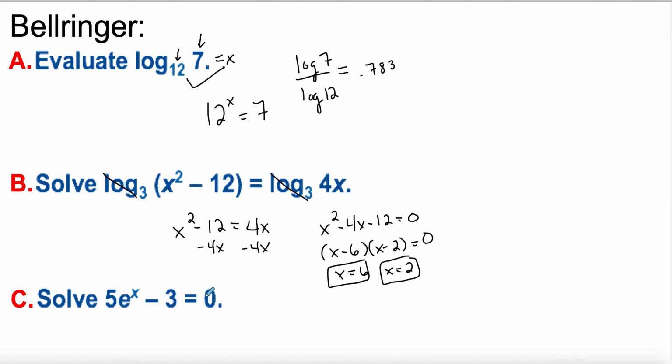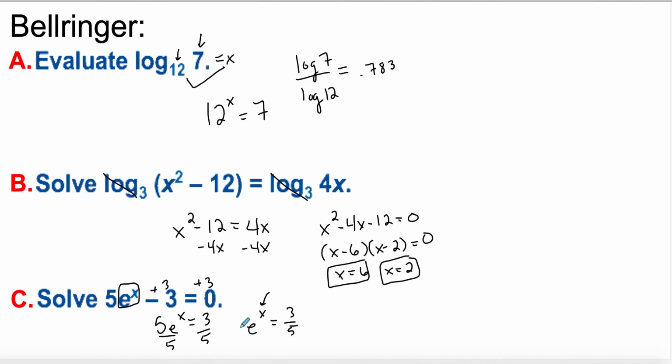Alright, and then the last one, we have an e here. Okay, so remember, we want to isolate the exponential. So add 3, we'll have 5e to the x equals 3. Divide both sides by 5. Okay, and now we have e to the x equals 3/5, and now we're looking to get that exponent.